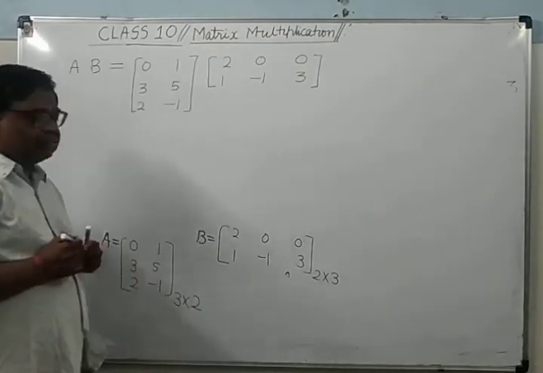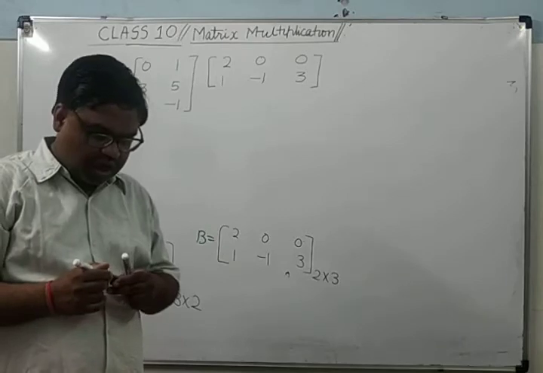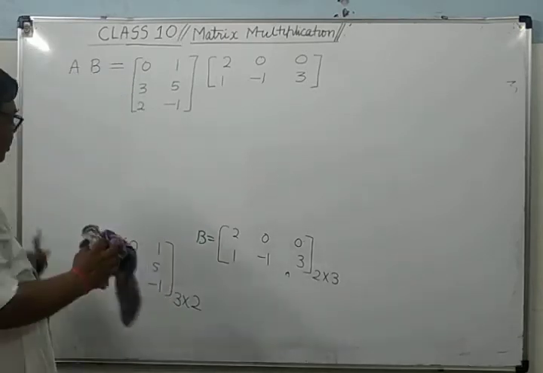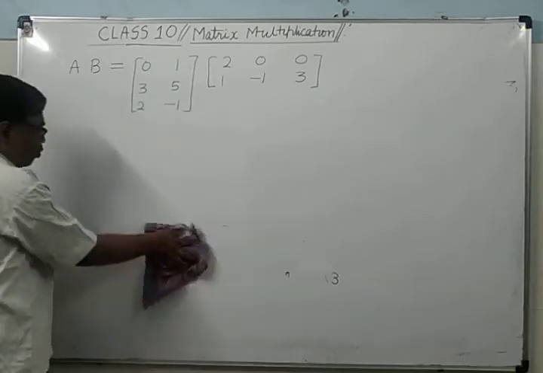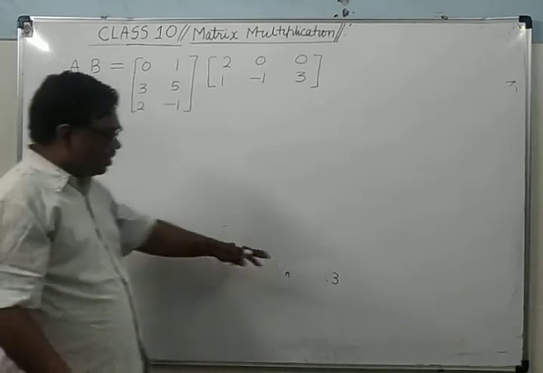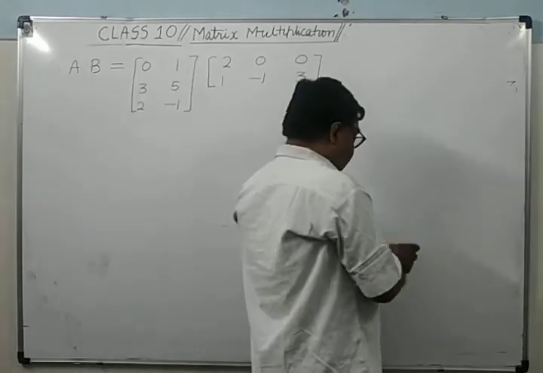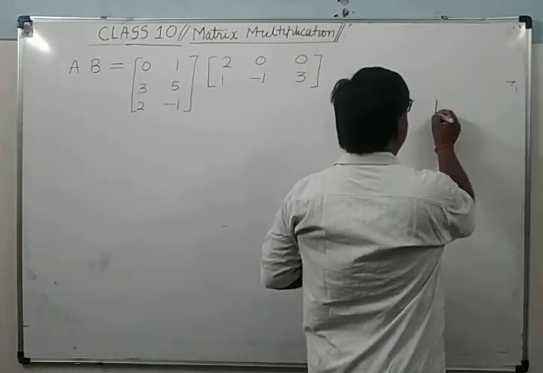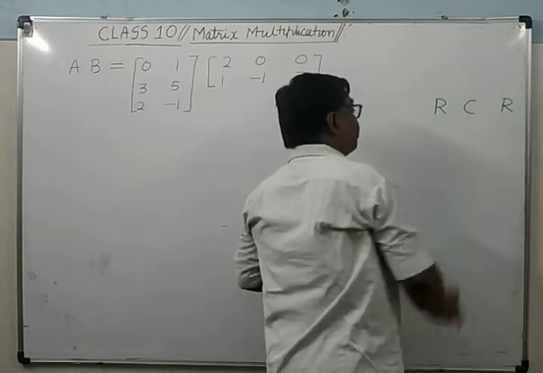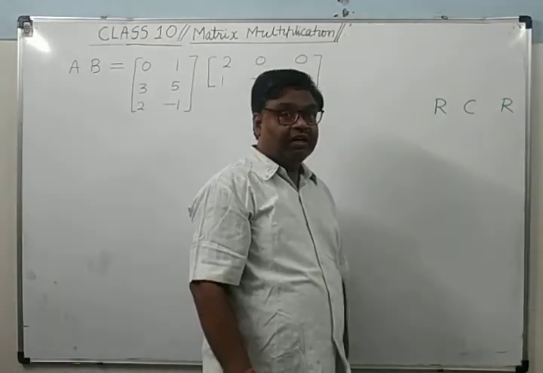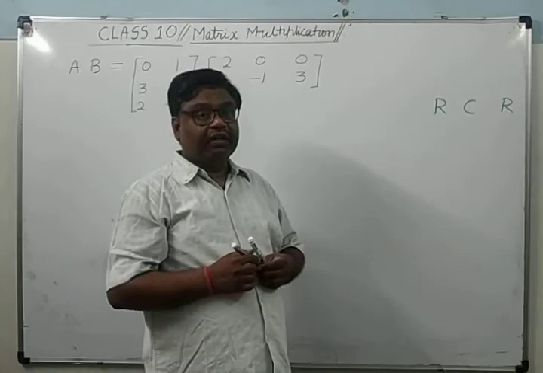Now there is one simple rule of determining the result matrix that we will remember. What is the rule? The rule is very simple. RCR. RCR. What is its meaning?